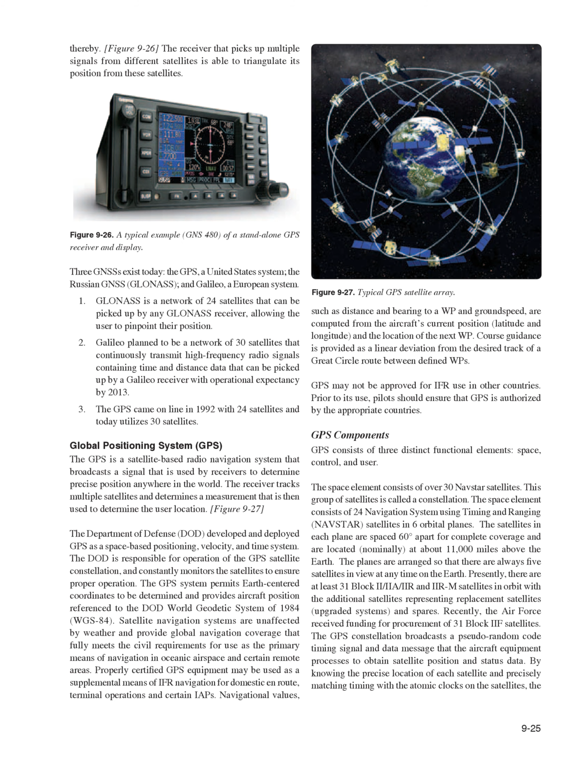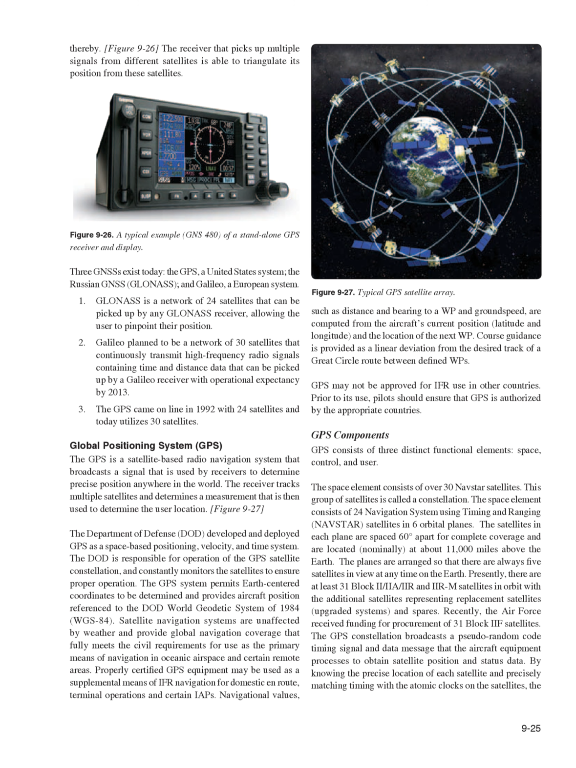Global Positioning System, GPS. The GPS is a satellite-based radio navigation system that broadcasts a signal that is used by receivers to determine precise position anywhere in the world. The receiver tracks multiple satellites and determines a measurement that is then used to determine the user location. Figure 9-27. The Department of Defense, DoD, developed and deployed GPS as a space-based positioning, velocity and time system.